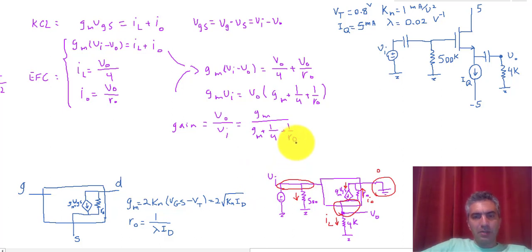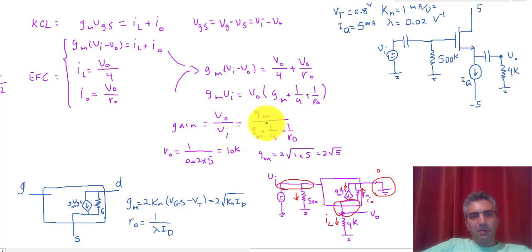Now, in order to calculate the value for the R0 and gm, we can simply use these equations. So R0 would be equal to 1 over lambda, which is 0.02, times ID, the current, which is just 5 milliamp. I'm going to use milliamp, and then the resistance would be in kilo ohm. So that is equal to 10 kilo ohm. And then finally gm would be 2 times the square root of Kn, which is 1 milliamp per volt squared, times ID, which is 5. So that would be 2 square root of 5. So with that, we put values in this equation and we have the gain of the amplifier.